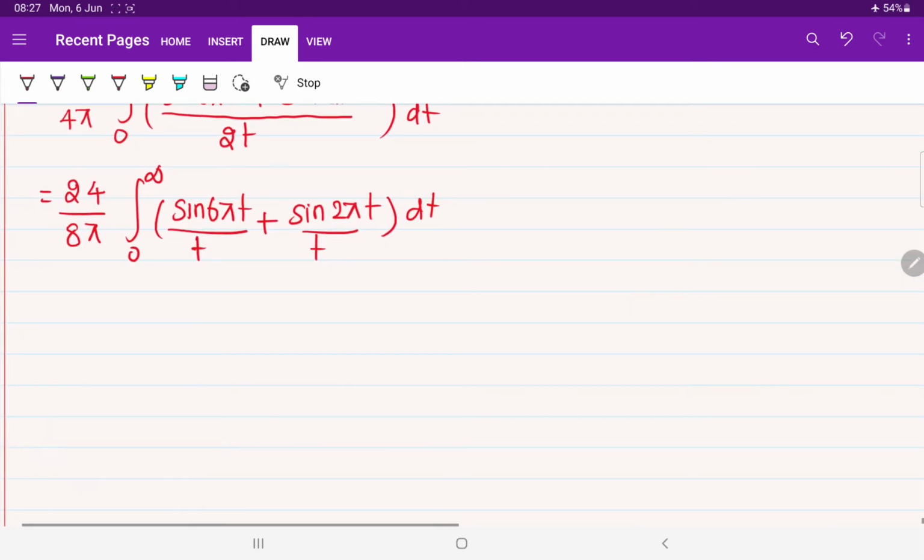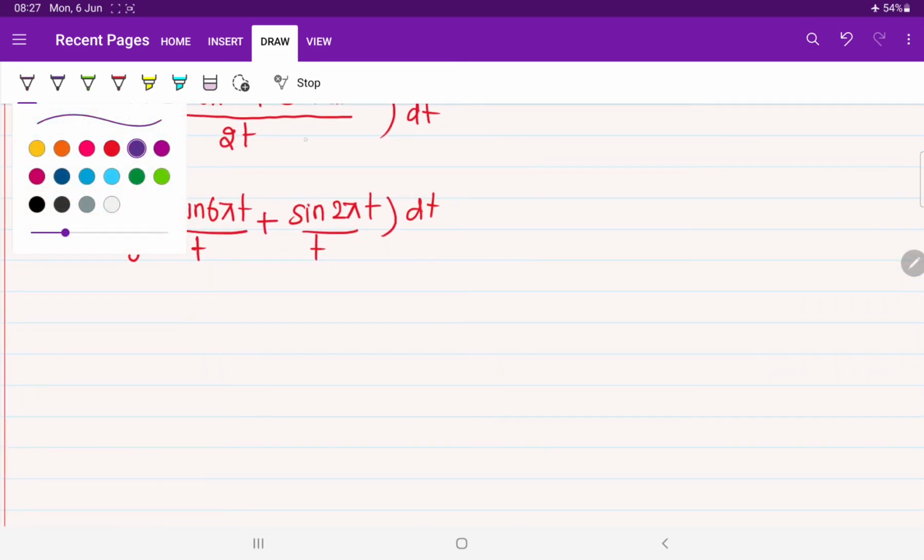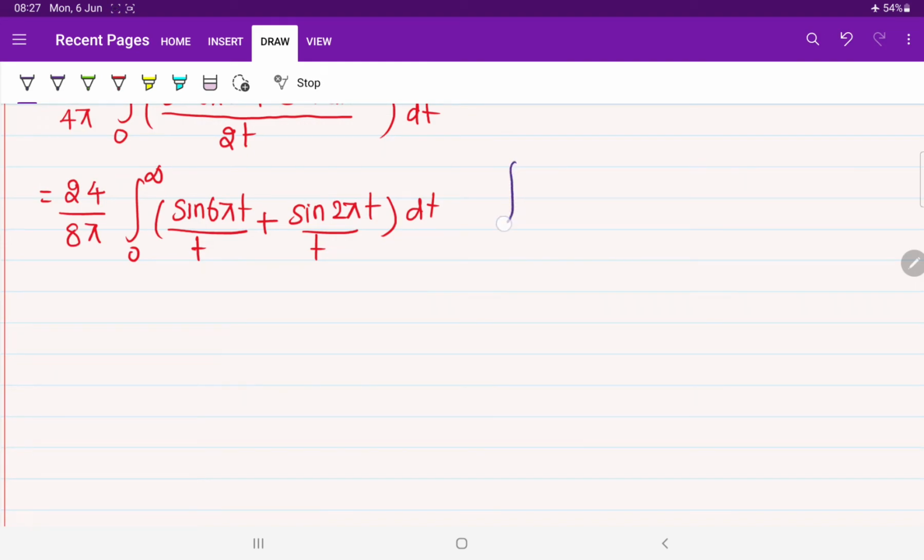Sir, how are we going to write the answer? Let me tell you one thing here. Whenever your sine is defined in this form, 0 to infinity, you should travel from 0 to infinity. You can keep any value here. Let me generally keep p, sin pt by t into dt. If you observe this, the resultant answer will simply be pi by 2.